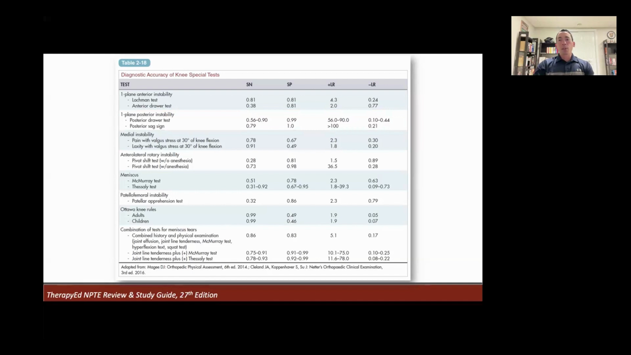Tests for medial instability have been studied with enough frequency to assess their diagnostic accuracy, and both positive and negative test results accounting for both pain and laxity are going to result in moderate shifts in probability for medial instability. However, the varus stress test has not been evaluated formally, and it's likely due to the relative rarity of isolated LCL injuries.